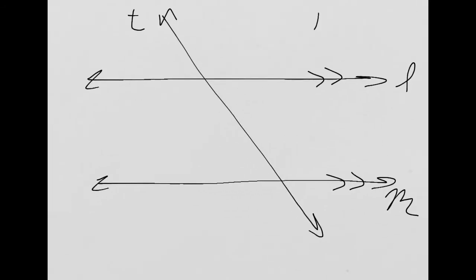So line L is parallel to line M, and I've used my notation there on the lines, and they're cut by transversal T here. So corresponding angles, remember, they lie on the same side of the transversal. So let's say I have angle 1 and angle 2 here, then angle 1 is congruent to angle 2.